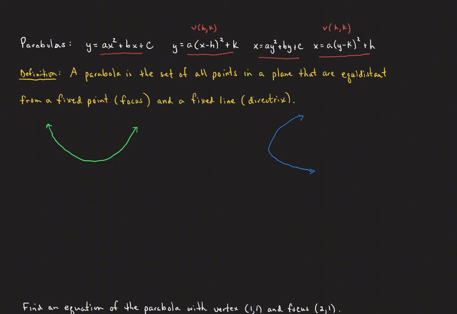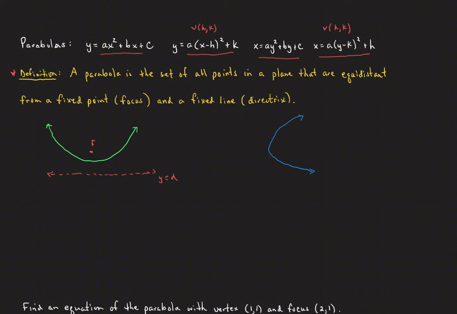Our definition for a parabola is going to be the set of points in the plane that are equidistant from a fixed point that we're going to call the focus and a fixed line, which we're going to call the directrix. So for example, if we have a parabola that opens up or down like this green one, the focus will lie on the interior and the directrix is going to be a horizontal line. So this is y equals, I'll just say d.